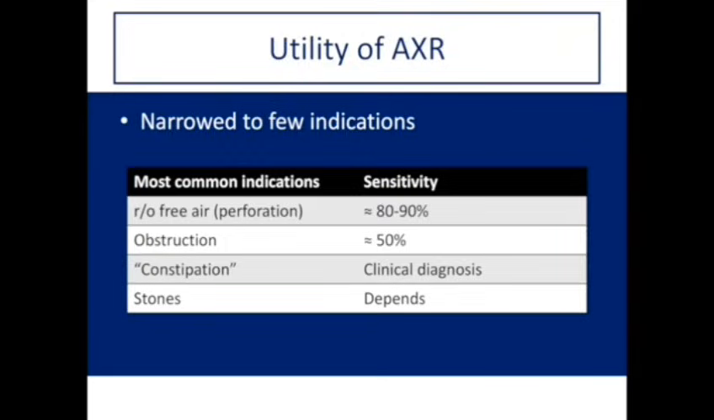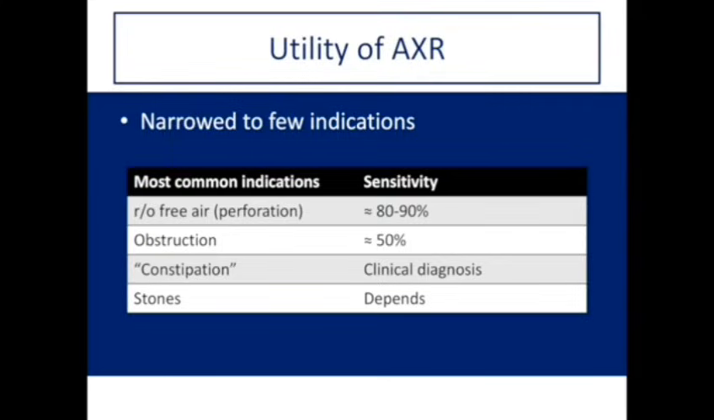First, for ruling out free air, say in the setting of perforation, the abdominal X-ray is actually quite sensitive, but it's not 100% sensitive. In cases of suspected obstruction, the abdominal X-ray is actually not that sensitive. It's about 50% sensitive for small bowel obstruction. With that being said, there are some relatively specific signs for small bowel obstruction, but if the bowel gas pattern is nonspecific or bowel loops are filled with fluid, you can't really exclude small bowel obstruction.